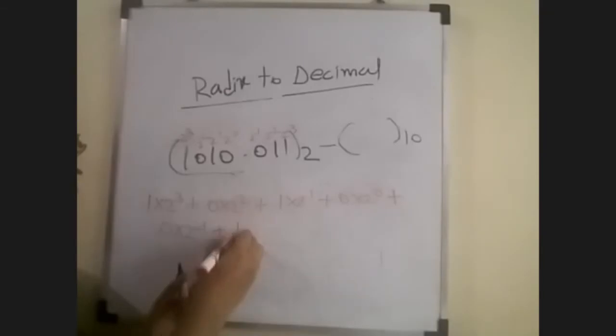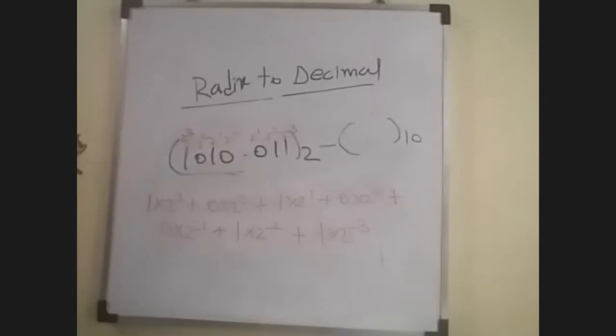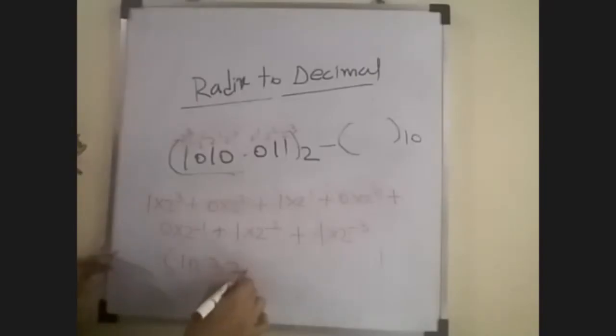Plus 1 into 2 power minus 2, plus 1 into 2 power minus 3. Then what is the result? 10.375. Yeah, this is the answer.